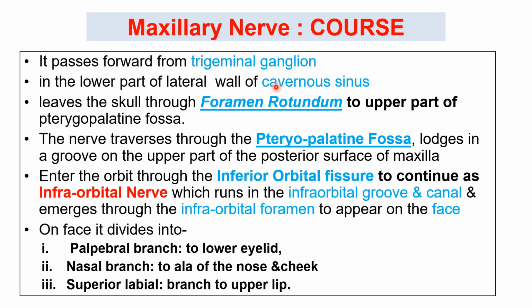Before it reaches the foramen rotundum, it will be related to the wall of the cavernous sinus also. Then through the foramen rotundum it reaches the pterygopalatine fossa, and then the inferior orbital fissure, and finally through the infraorbital foramen it appears in the form of the infraorbital nerve, and continues as the infraorbital nerve when it has come out from the infraorbital foramen. And on the face, it divides into these branches: palpebral, nasal, and superior labial branches.